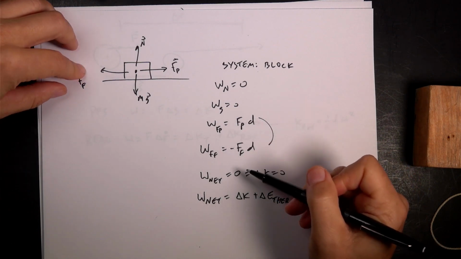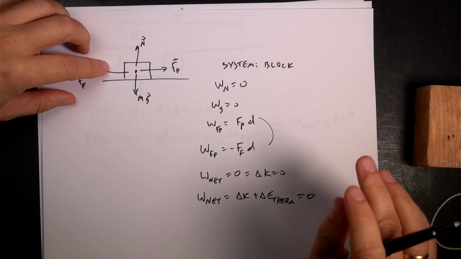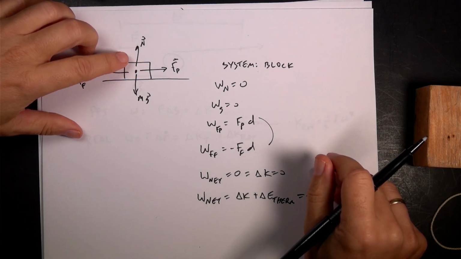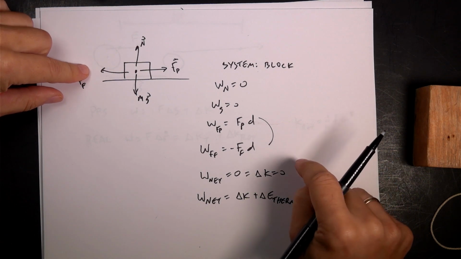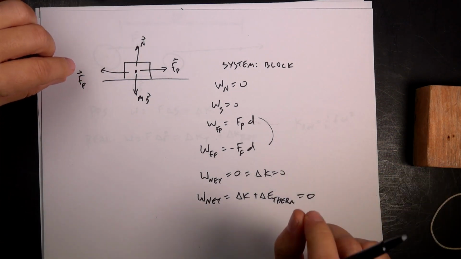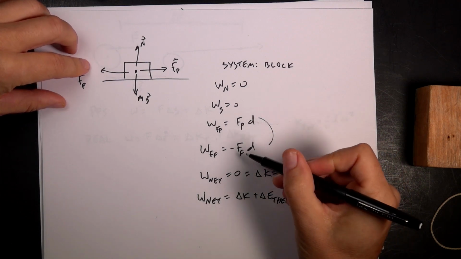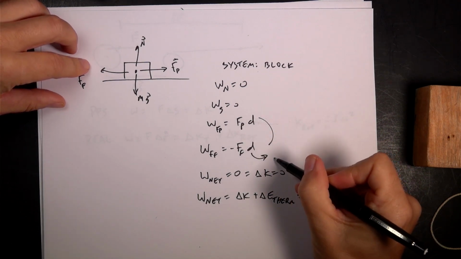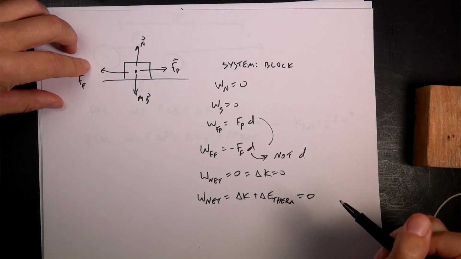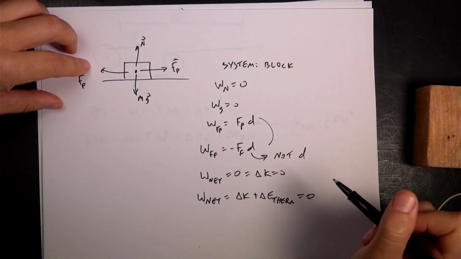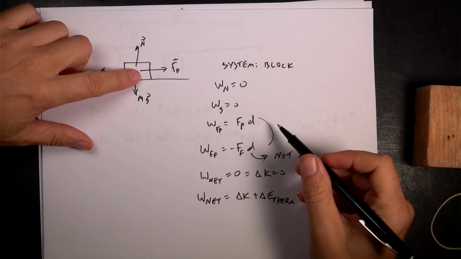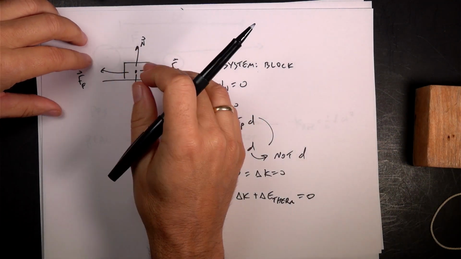The thing is, in the point particle system, they are the same, because we're using the motion of the center mass and the frictional force. But in the point particle system, there's no thermal energy, so you're fine. In the real system, the problem is that this is not d. The distance that the friction force is applied is not the same as the motion of the block.